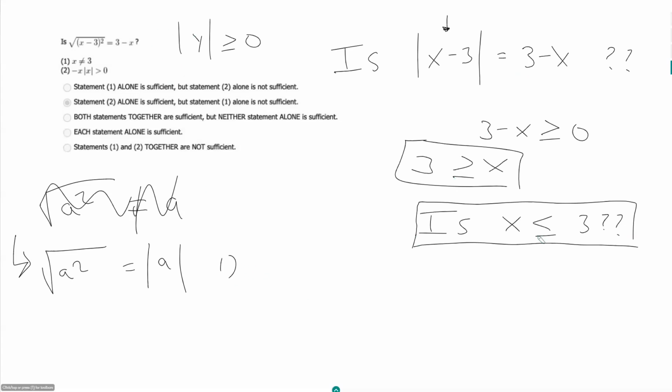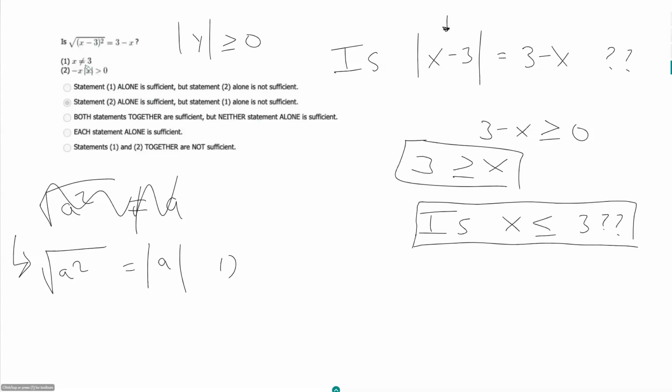So if you want, before looking at our statements, we can test this out with some examples. If x were equal to 4, the left side here would be negative 1, whereas the right side here would be equal to positive 1, so that wouldn't work. But if x were equal to 2, you'd have 2 minus 3, which is negative 1 squared, so you'd have 1 is equal to 1, and that does work. So is x less than or equal to 3 is our new question.